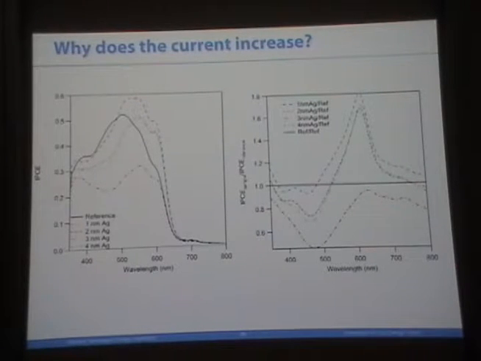And this is the same data replotted, where we basically divide the quantum efficiency of the device with silver by the device without silver. You can see this big peak here where you get a lot of increase, but with very thick layers you lose quite a bit over there where the silver itself absorbs. And so, of course, at some point, if you deposit a lot of silver, it starts just being a mirror, and no light actually goes into your cell anymore. And that doesn't work.